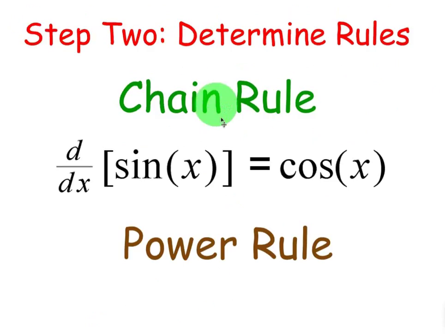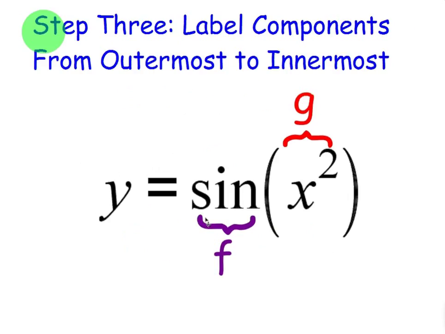Step 2, we're going to determine the rules. Notice these are kind of the same steps as before. We always want to figure out which rules we're going to use when we're taking the derivative. So right off the bat, we have a sine function. We know we're going to use that trig derivative rule. And we also have an x squared function. We know we're going to use the power rule. Okay, so now we know which rules we're going to use, and we're going to use the chain rule because we have a function inside of a function.